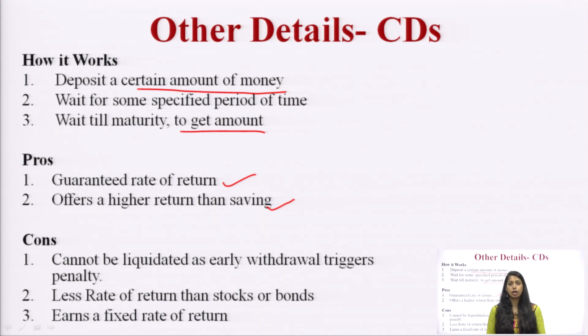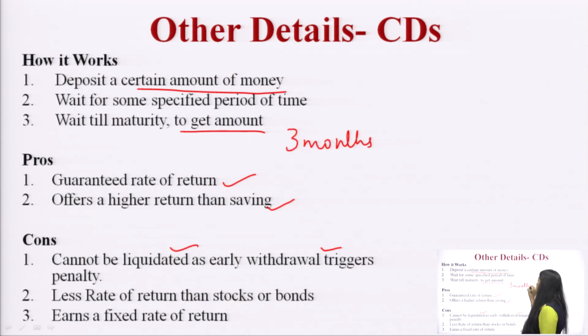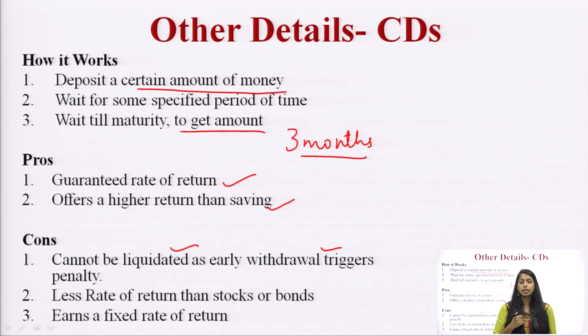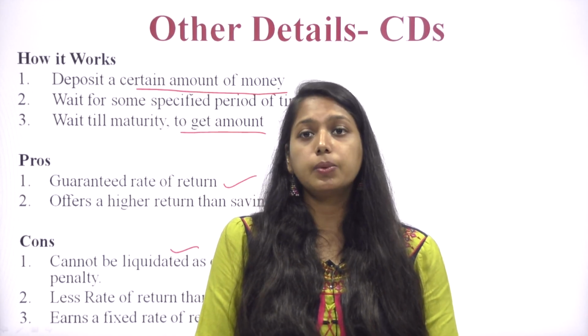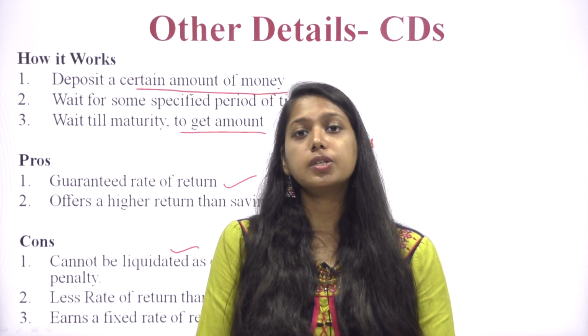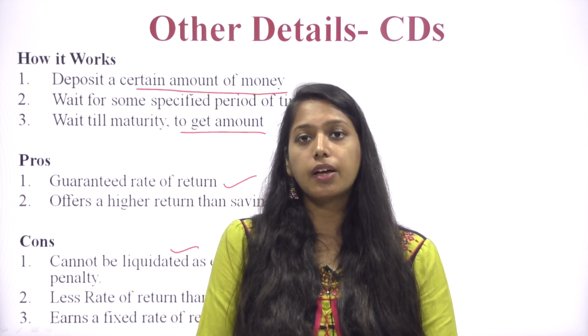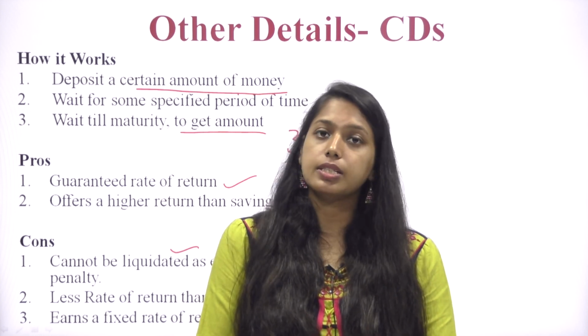The first disadvantage, the first con of using the certificate of deposit, is that it can be liquidated, but early withdrawal triggers a penalty. In case you are not able to keep the money for the maturity period, suppose you have decided a maturity of 3 months and in between you are in need of money. Now I need money, but I cannot take my money back, because if I take it back, I would be charged a penalty, and I won't be able to invest in that particular fund.